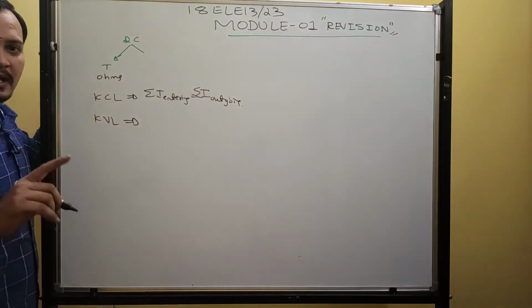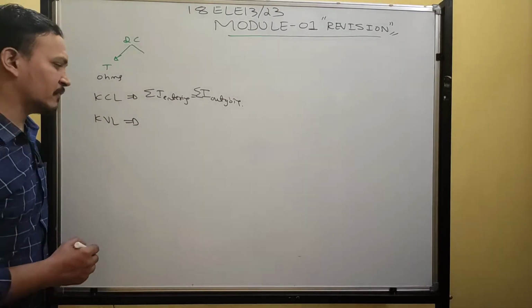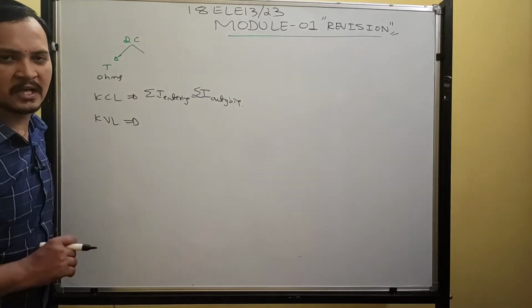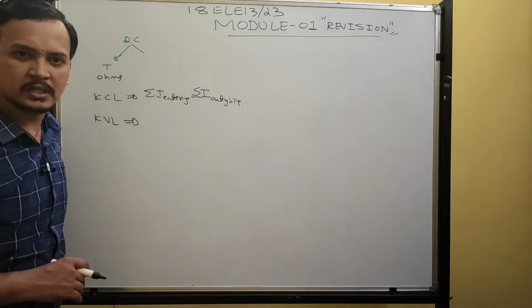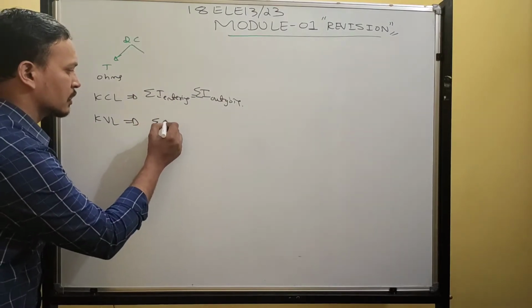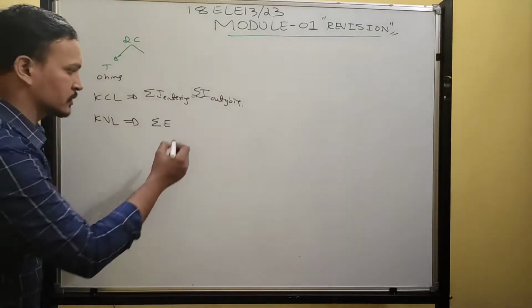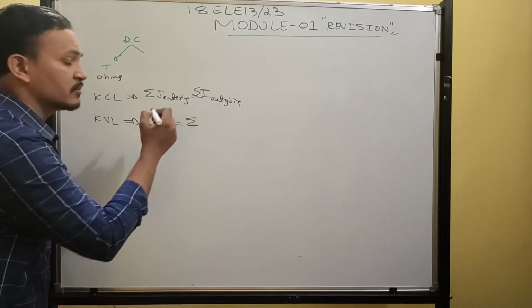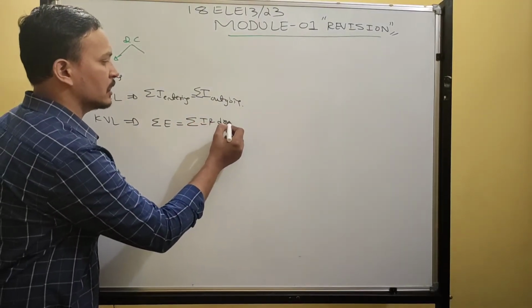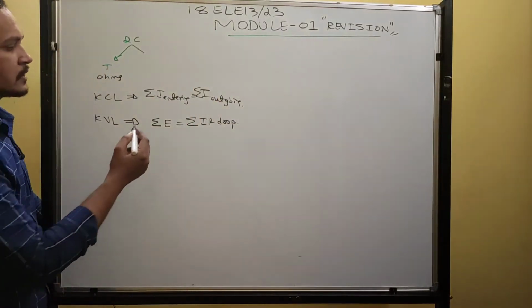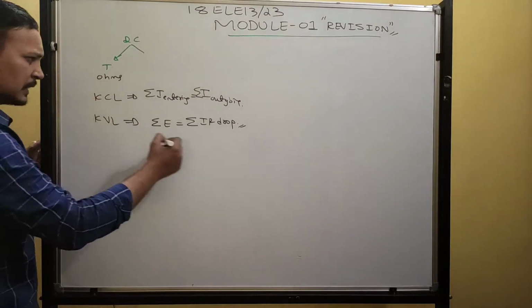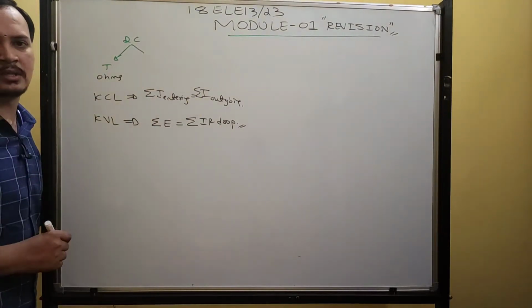Next up, KVL. What is the KVL definition? In any closed circuit, the algebraic sum of all the EMF sources and individual potential drops taken with proper sign convention would add up to 0. Otherwise, you can write it like this: in any closed circuit, the algebraic sum of all the EMF sources is equal to the algebraic sum of all potential drops. This is also correct. So these are the only theory questions you can predict in DC circuit.